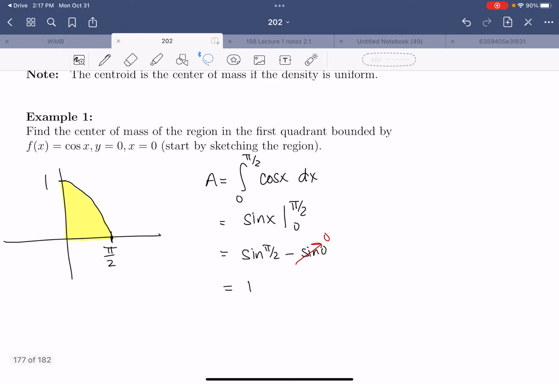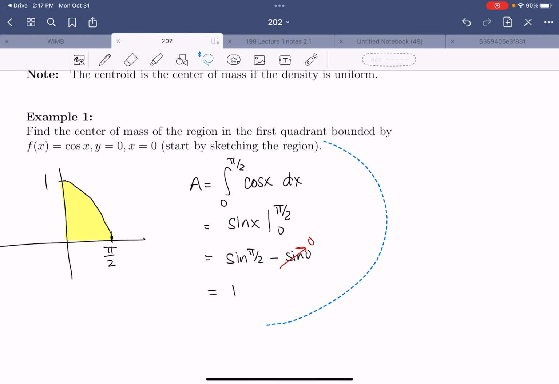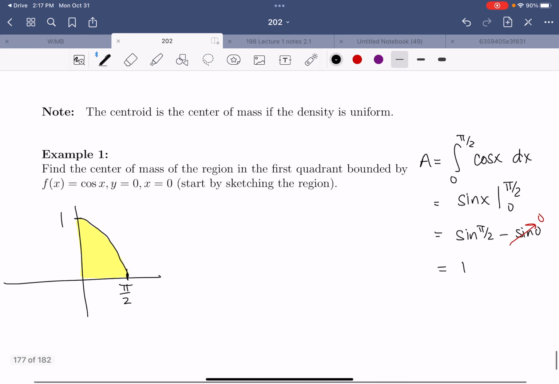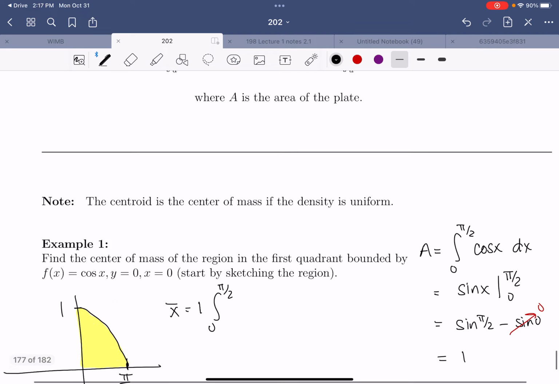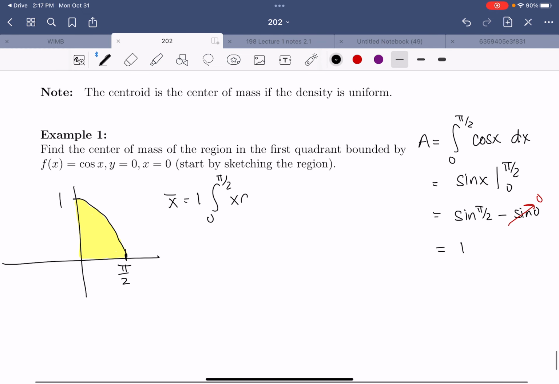Then, once I've done that, let me move this to the side a little bit. So that's my first calculation. Then I want to calculate x bar. So x bar is 1 over the area, which is 1, times the integral from 0 to pi over 2. And this time I want x times f of x. So x cosine of x dx.